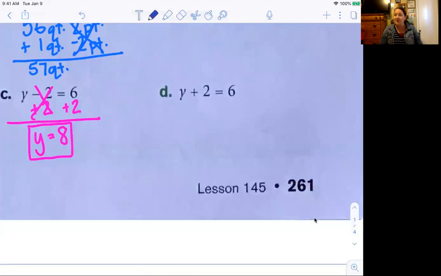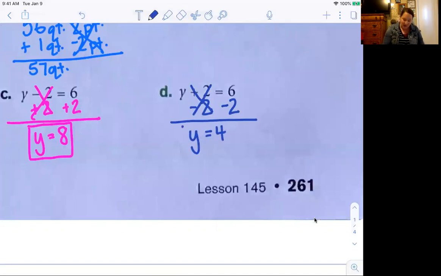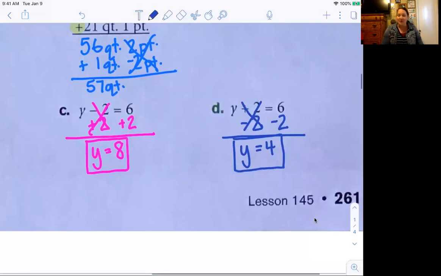Y plus 2 equals 6. Well, what's the opposite of adding 2? Subtract. Let's subtract 2 from both sides. The plus 2 minus 2 cancels. And we get y equals 6 minus 2, which is 4. We're going to plug that 4 in. 4 plus 2 equals 6. 6 equals 6. Excellent job. We've got it. Okay, good job on your review, guys.